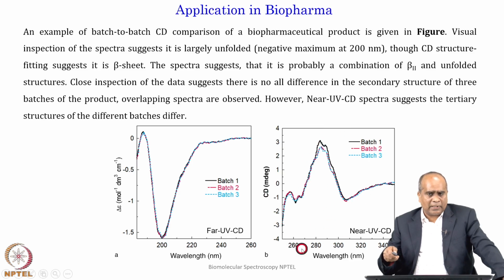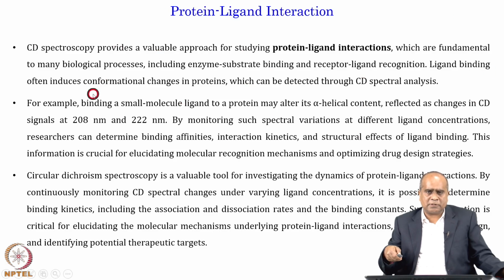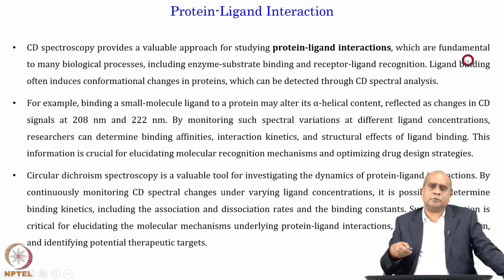So here there is absolutely overlapping signal in far UV CD, but in near UV CD there is a variation. Now, another application in biopharma is protein-ligand interaction, right. We know that all the time in drug discovery we want to study enzyme-substrate interaction, receptor-ligand interaction, ligand binding. All of these can be detected through circular dichroism spectral analysis.